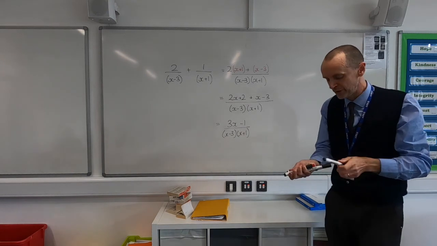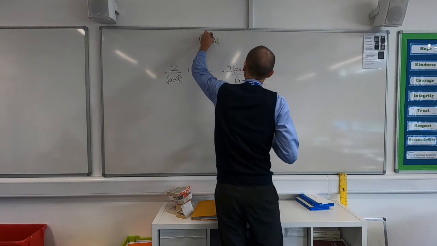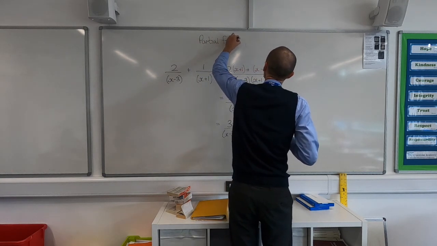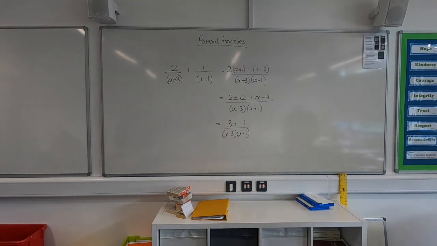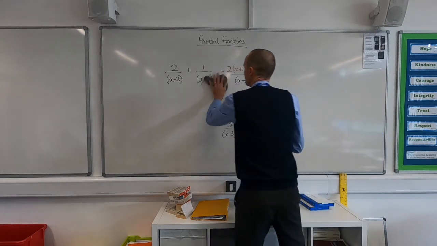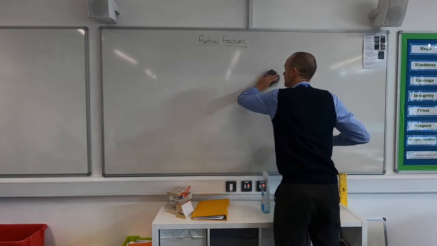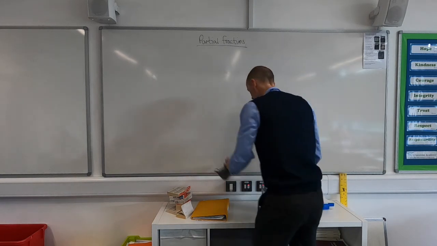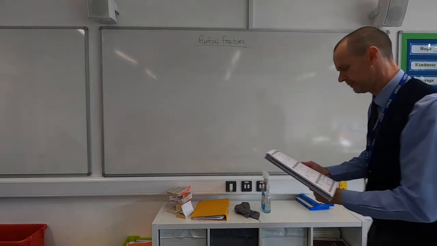It's a process called partial fractions. So it's taking one fraction and breaking it down into separate fractions. We'll start with just two, but there are some examples where we have more than two fractions. Partial fractions. So let me give you an example of the sort of thing that we might want to separate into partial fractions.